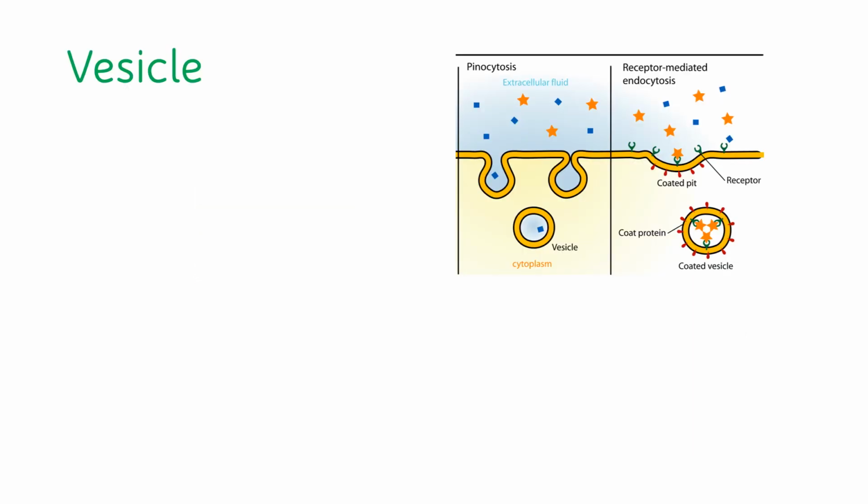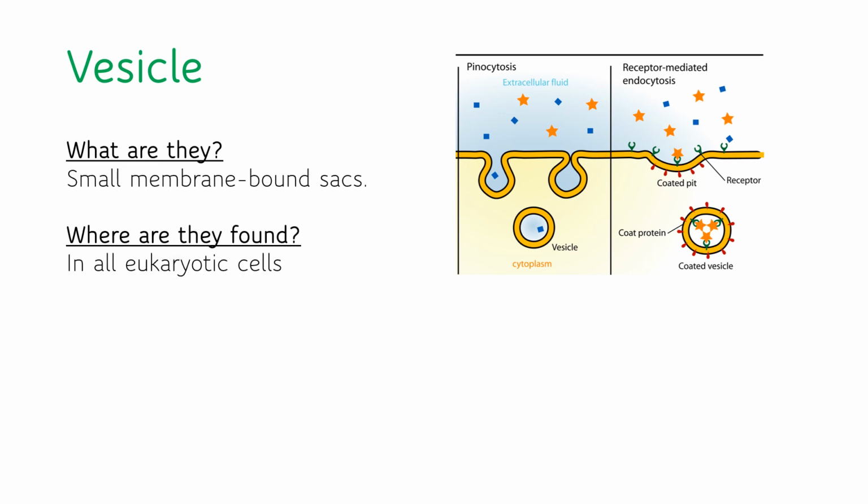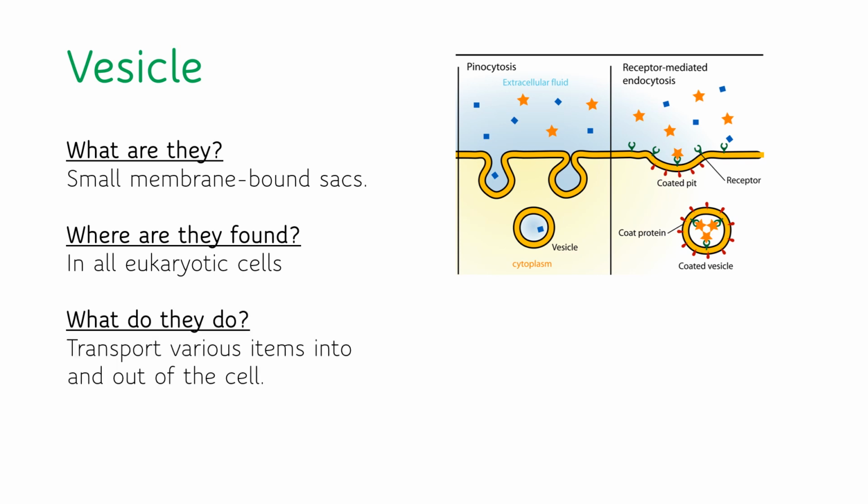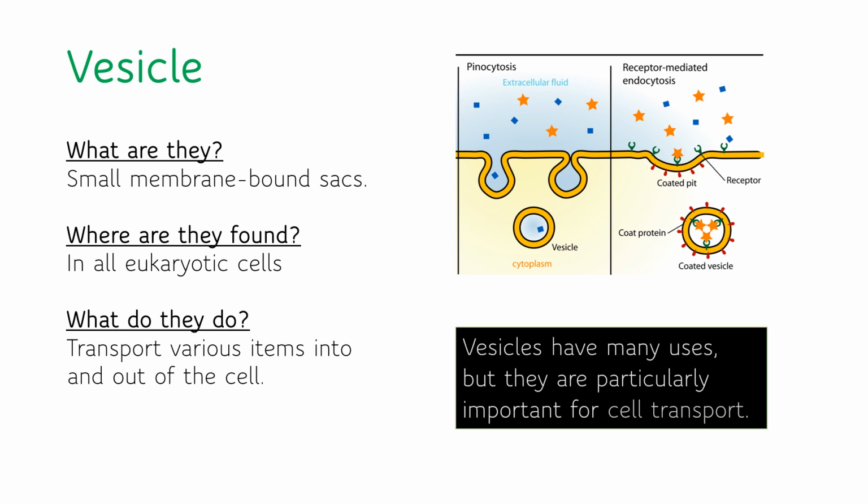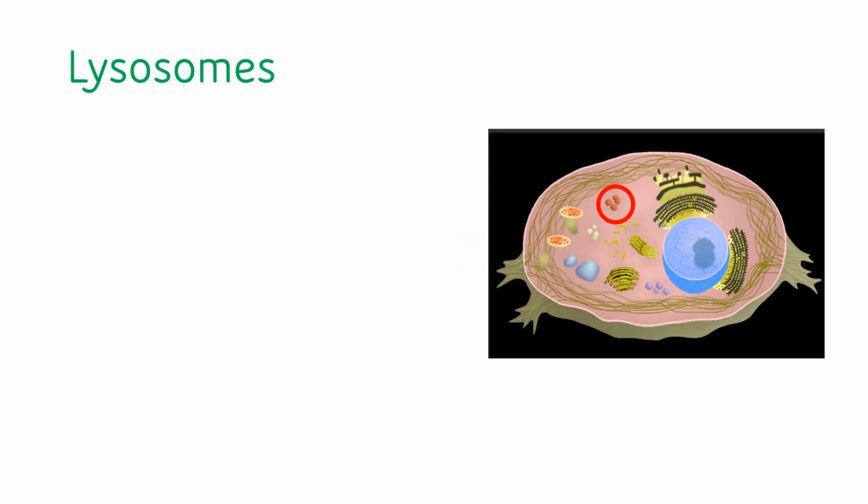So I just mentioned this as they are involved in taking proteins from the Golgi apparatus to other parts of the cells, or are taken outside of the cell. They are small membrane-bound sacs, and because they're membrane-bound, only found in eukaryotic cells, they help transport different things. They're kind of like a taxi service, taking things in and out of the cell. They have many uses, but mostly are important for cell transport.